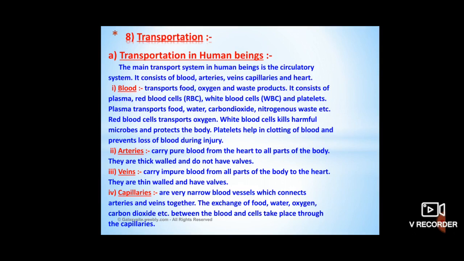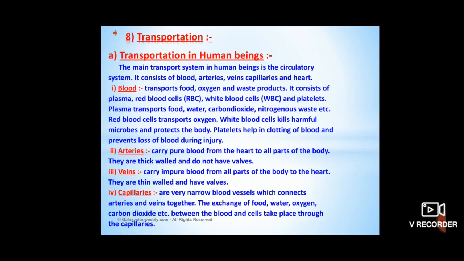Then platelets will be helpful for clotting of blood and prevent the loss of blood during injury. So this is about the major components of blood. Then we will move on to another component of the circulatory system, that is arteries.